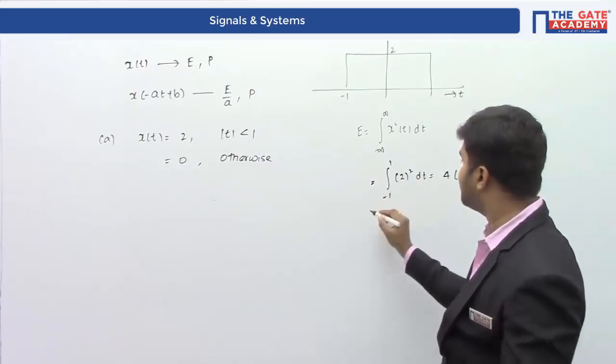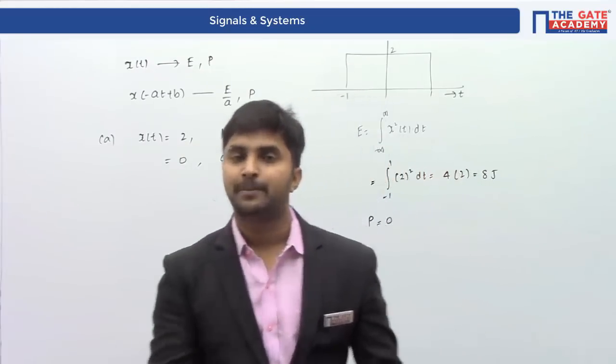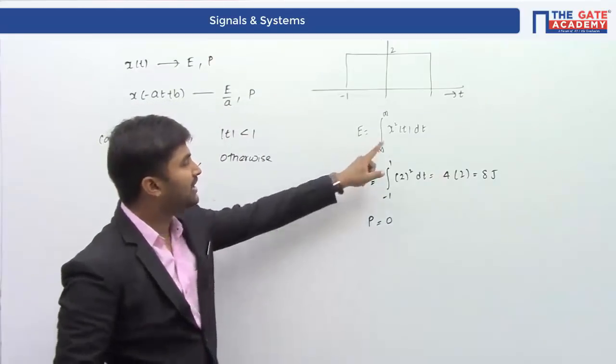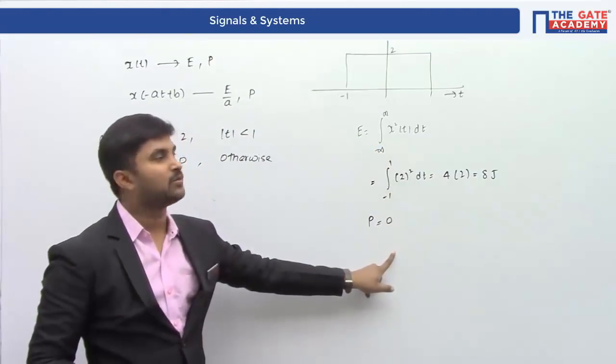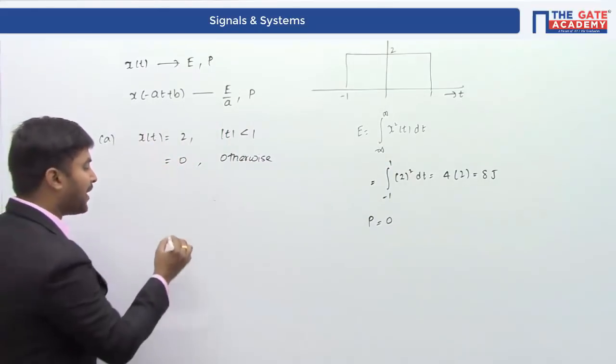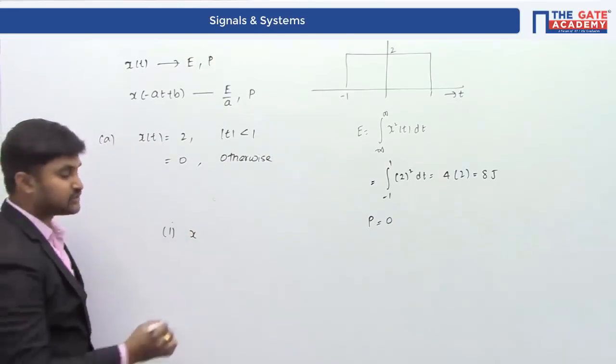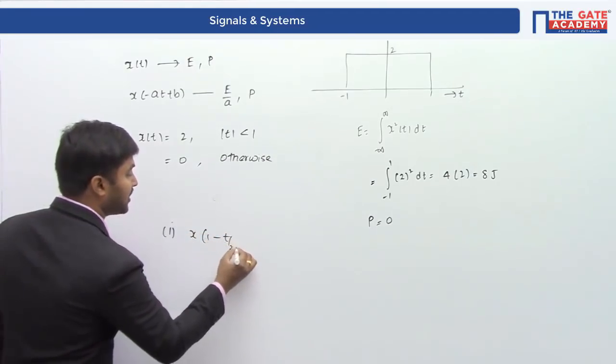If the energy is finite, then the power is going to be equal to 0. It's not even required to solve the problem. So energy is finite and power is going to be equal to 0. This is for the signal x of t. So if this is the case, then part 1 is that we have to find the energy and power of x of 1 minus t by 2.